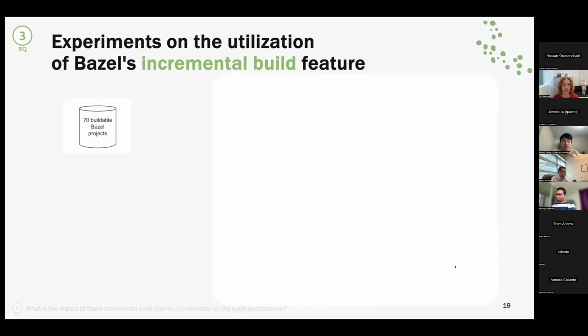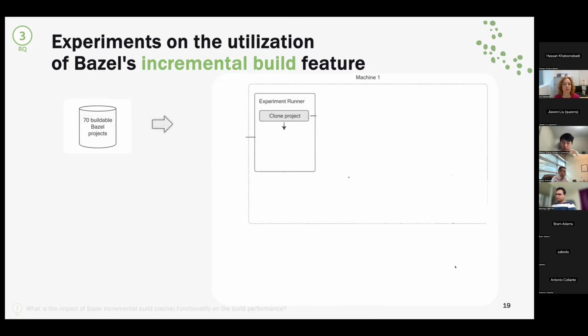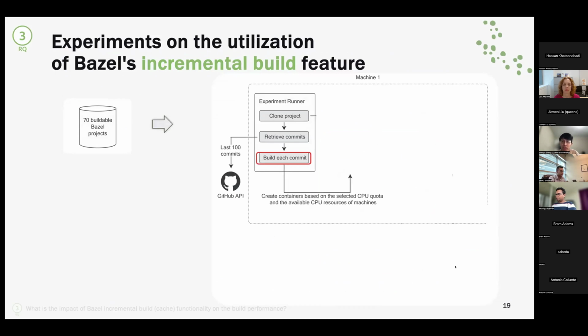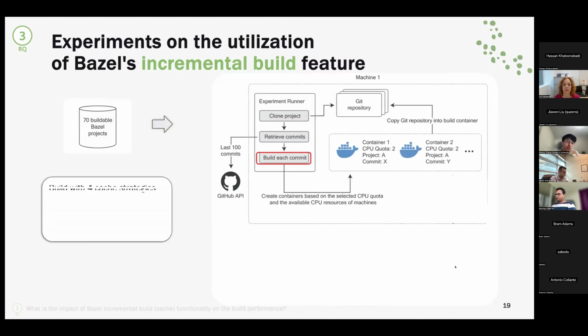In RQ3, we perform experiments to understand the utilization of Bazel's incremental build feature. So we perform experiments on the same set of buildable projects, and for each project, we retrieve its last 100 commits and build each commit within Docker containers using 4 cache strategies. The first one is clean, which is building projects without any cache. This is used as the baseline to calculate the speed up.